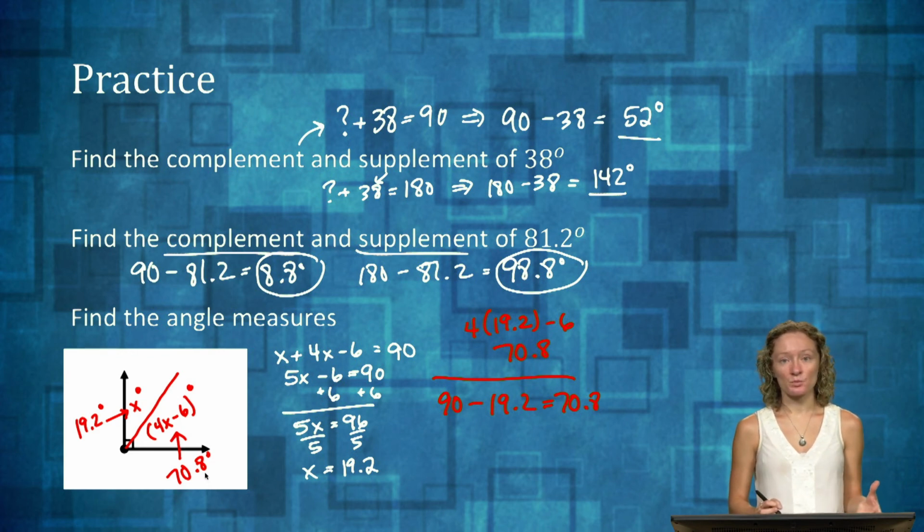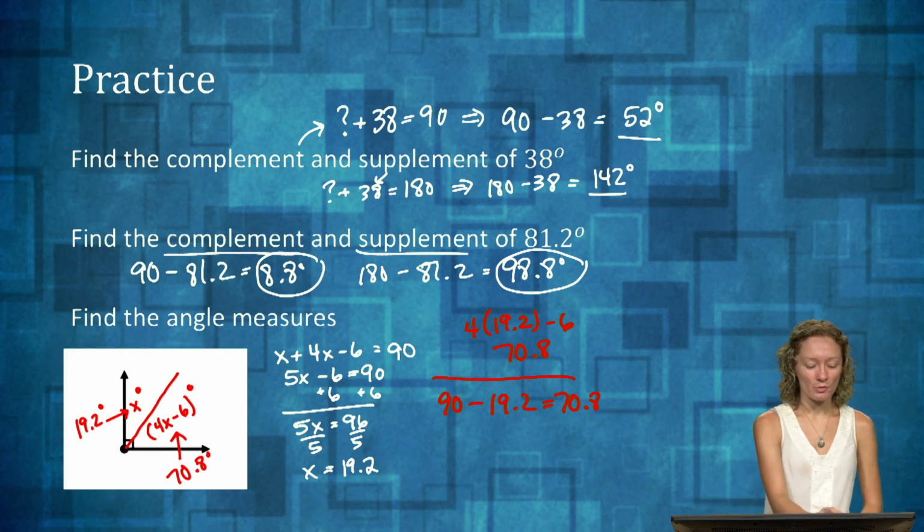Sometimes a question like this will only ask you to solve for x. Sometimes it'll ask for one angle measure, sometimes both. It just depends, but this is the general process.